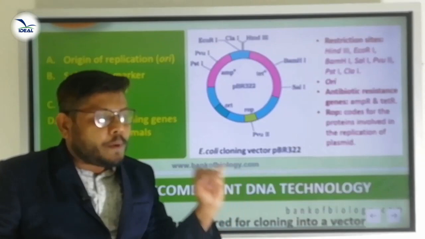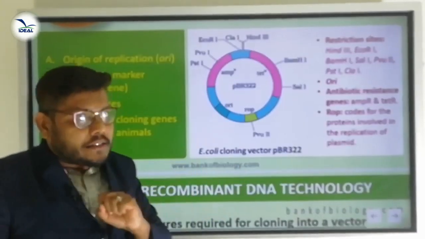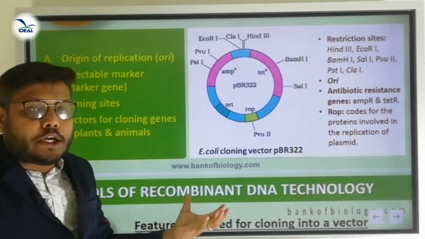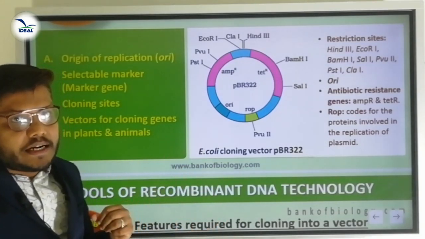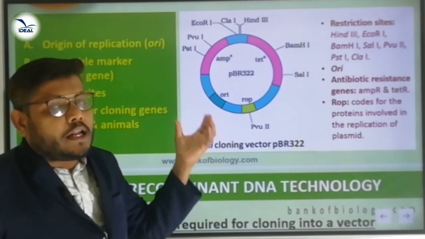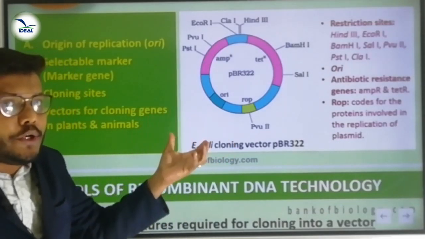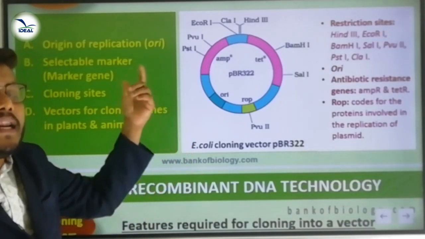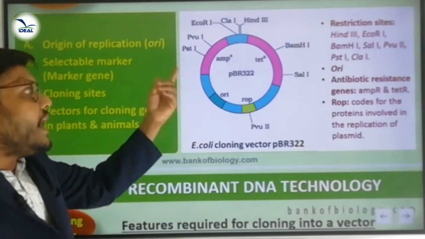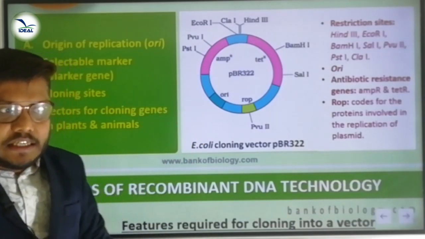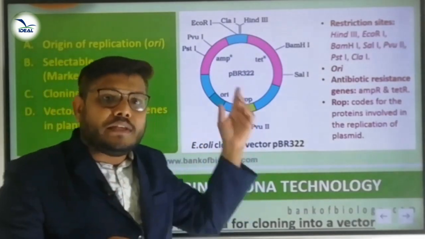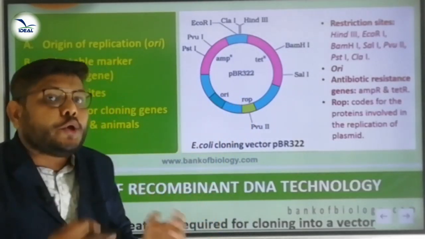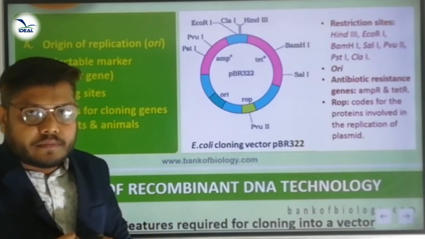P stands for plasmid, B and R stand for Bolivar and Rodriguez. They developed that particular plasmid. Is it clear? For constructing that particular artificial cloning vector pBR322, three genes were added: the origin of replication, the tetracycline resistant gene, and the ampicillin resistant gene. The naturally occurring plasmid doesn't have these kinds of features. That is the reason why such plasmids are not used in genetic engineering.